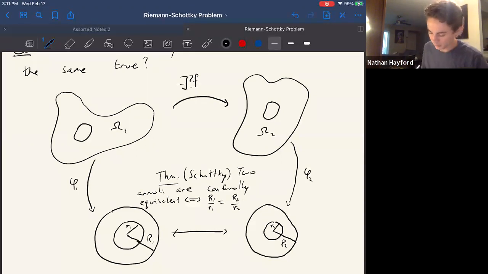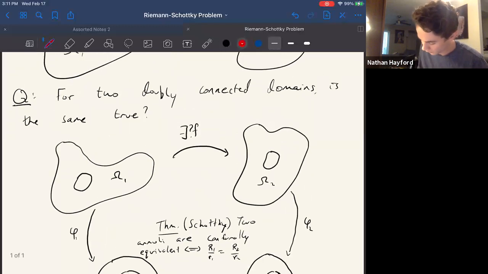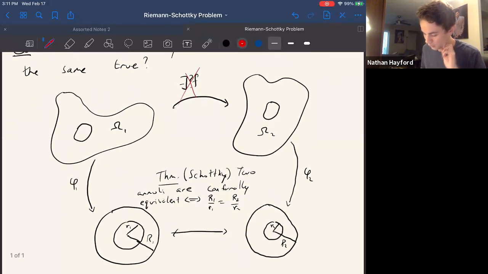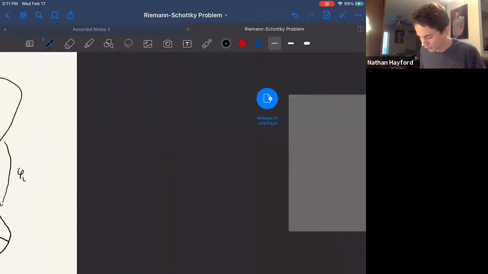So in fact, the answer to this question is false. The answer is no. In general, there does not exist a conformal map between the two doubly connected domains, but there is a characterizing factor. There's a one parameter family, and we can interpret the result as follows. Two doubly connected domains are equivalent if and only if this one parameter for each domain are equal. In other words, we can think of there being a one parameter family of doubly connected domains up to conformal equivalence. And I'll write that sentence on the next page.